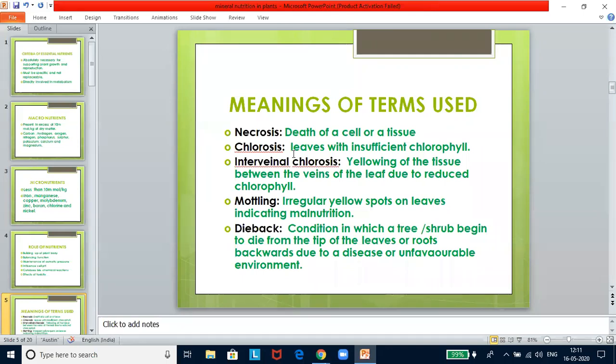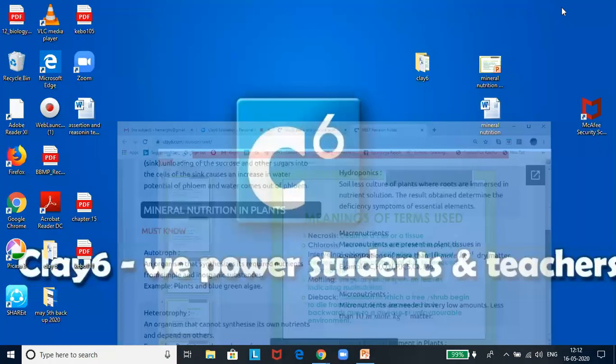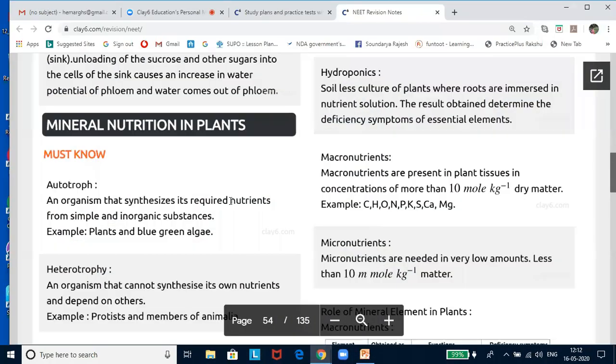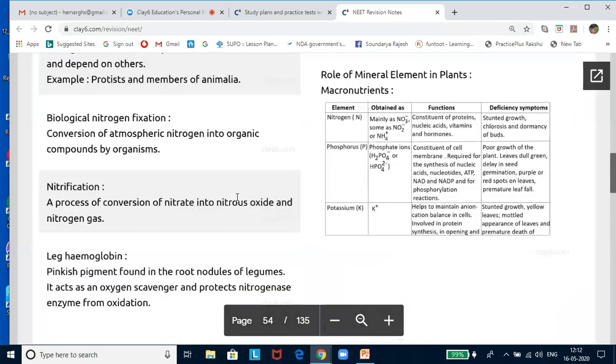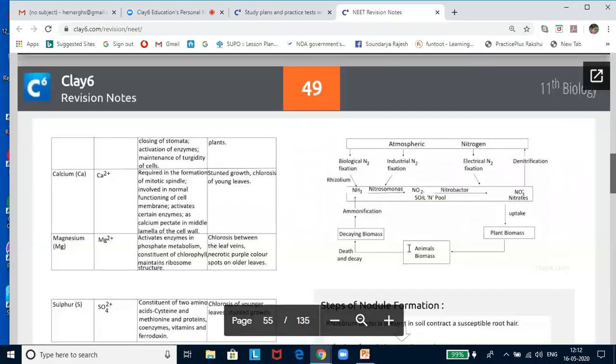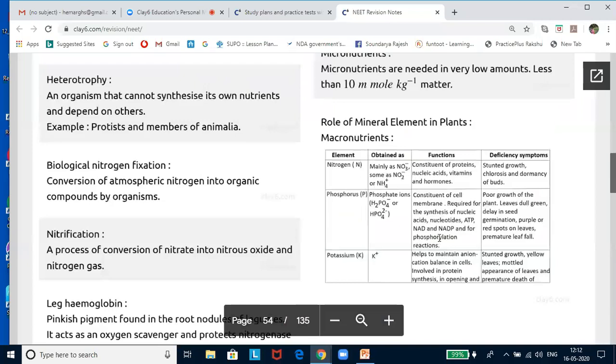Mottling: irregular yellow spots on leaves, which indicate malnutrition or unfavorable environment. Dieback is a condition in which a tree or a shrub begins to die from the tip of the leaves or the roots backwards due to a disease or unfavorable environment. With these meanings, now let us look into our macronutrients and micronutrients. We have summarized everything you are studying over pages and pages in the form of a table capturing the essence of the lesson.